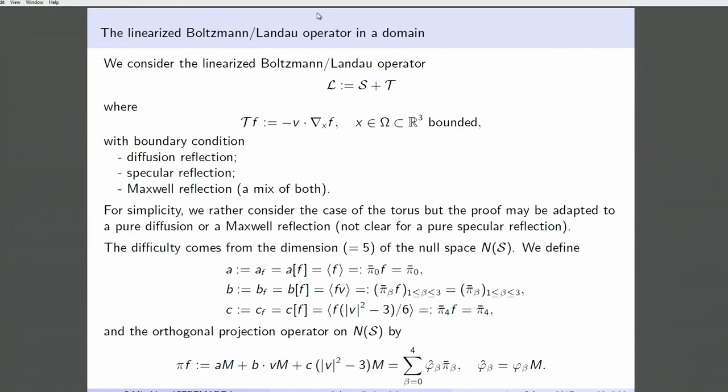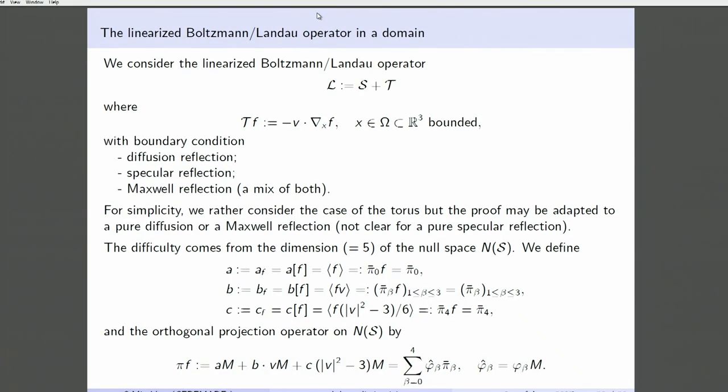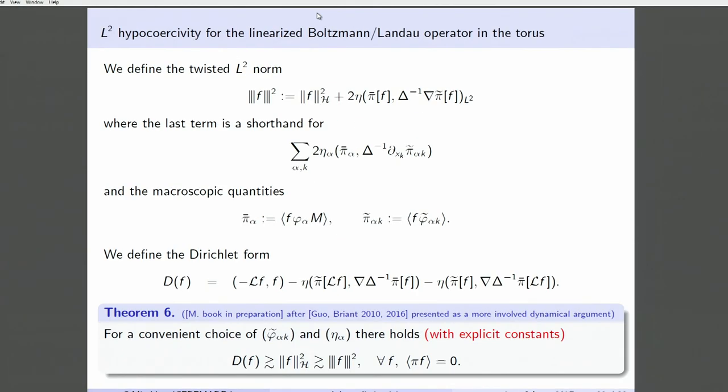Okay, and we project on the invariants, the quantities which are in the kernel space. And you look for a twisted L2 norm, so the L2 part plus something which is exactly the same. If you have only one invariant, it's exactly the same as before: rho, Laplacian minus 1, the gradient of J. So here, you have more invariants. So you have to play with more macroscopic quantities. So 5 in dimension 3. So alpha goes from 0, which is the mass, to 4, which is the temperature, the local energy, the kinetic energy.